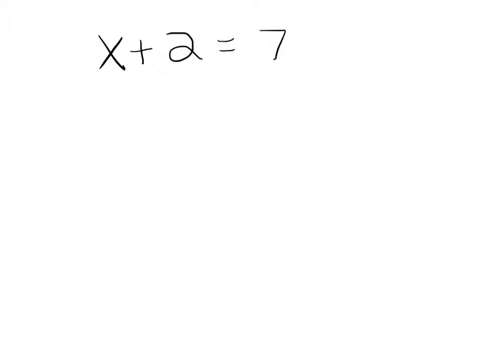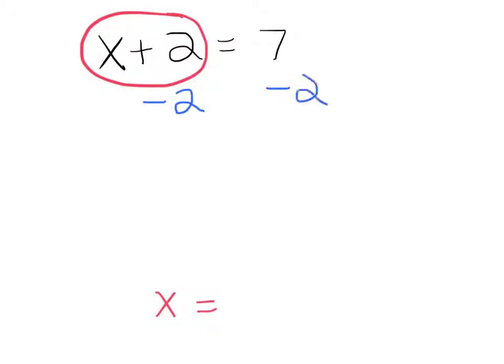Well, what I'm looking to do is get this problem so that I have an x equals all by itself. What's in the way of having an x equals over here? Well, it's this pesky plus 2. I can get rid of the plus 2 by using an inverse operation. Minus 2, minus 2. Plus 2 minus 2 becomes 0.